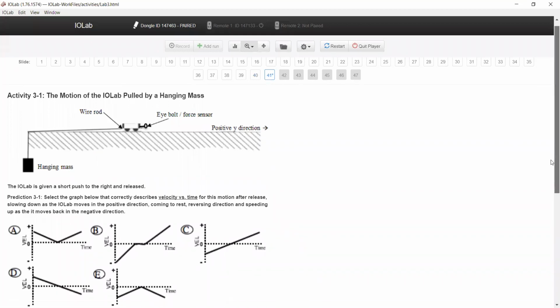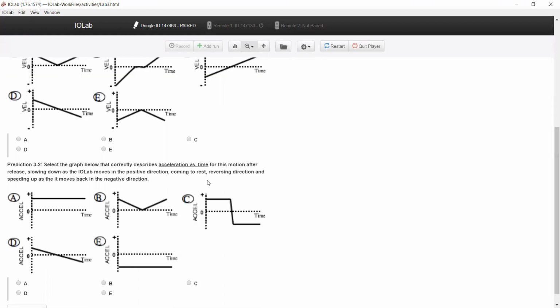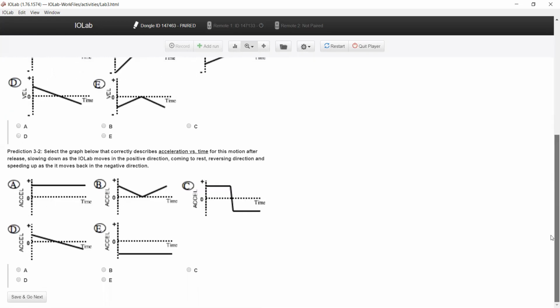So, best again for that one. Select the options below that discuss velocity for the motion after release: slowing down as the IOLab moves in a positive direction. Velocity, whether it's positive or negative. If you are moving in a positive direction, velocity has to be positive or negative. When it stops, what is the velocity? Then it returns back, speeding up in a negative direction. Moving in a negative direction, what is the sign of velocity? Based on that, make your prediction. And for acceleration, use your general rules: slowing down, turning point, moving up, speeding up. Make the predictions, and then click save and go next.